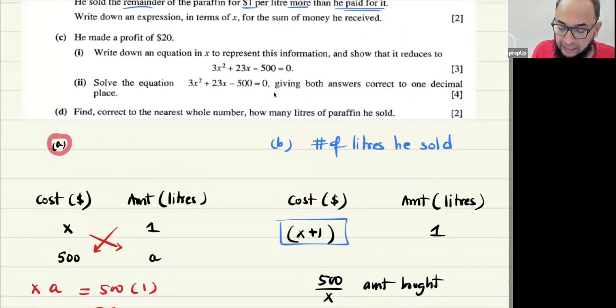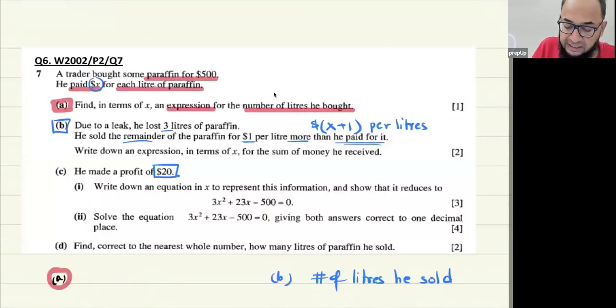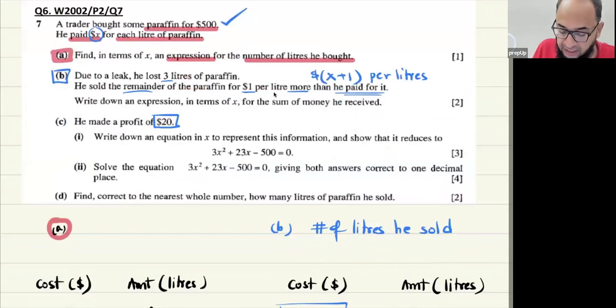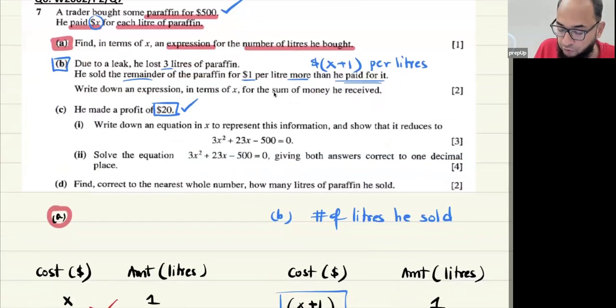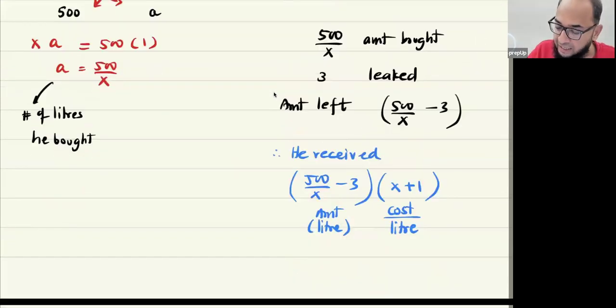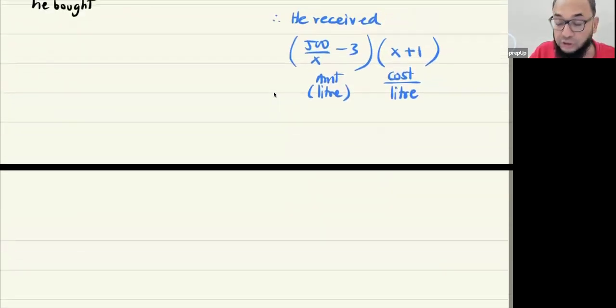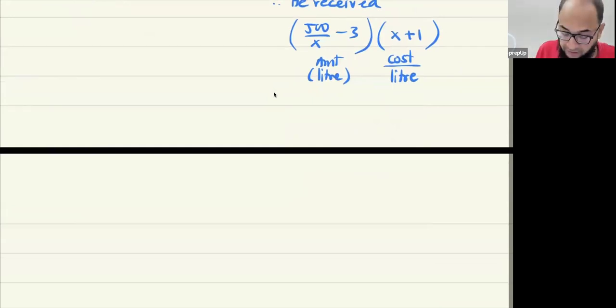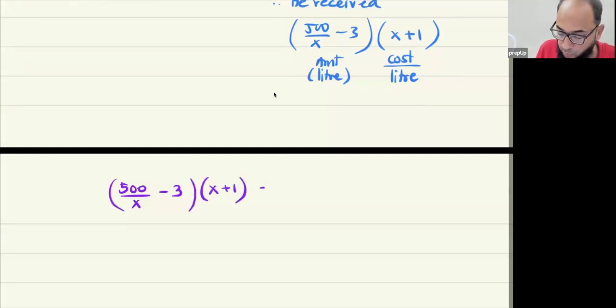Now it says he made a profit of $20. How much did he spend? 500. He made a profit of $20. Therefore, the selling price is cost price plus profit. So that comes out to be $520. So let me add a page over here. And this question was way trickier than the other one. 500 over x minus 3 multiplying with x plus 1 equals $520.